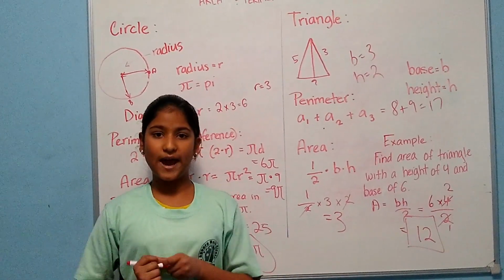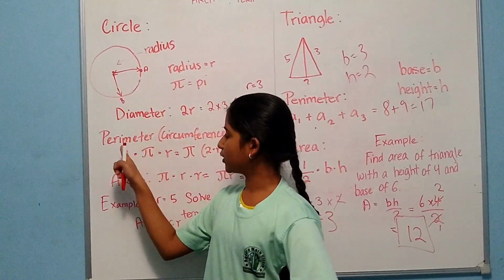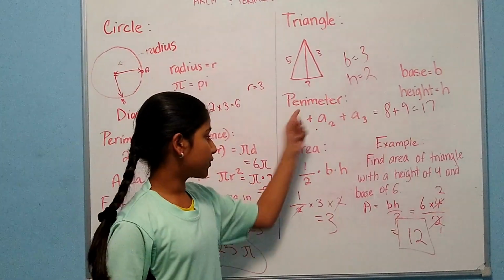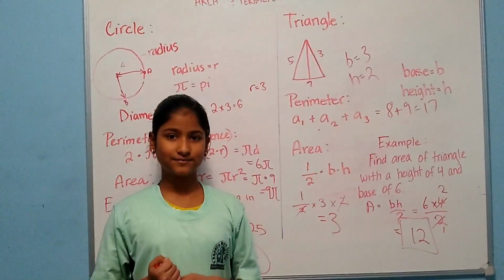So I hope you understood how to solve for the diameter, perimeter, and area of the circle, and the perimeter and area of the triangle.